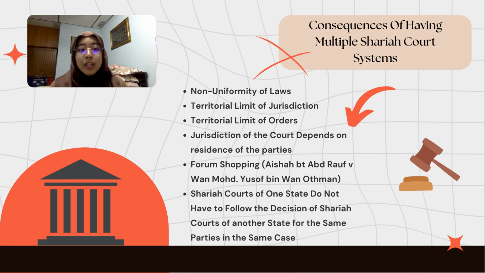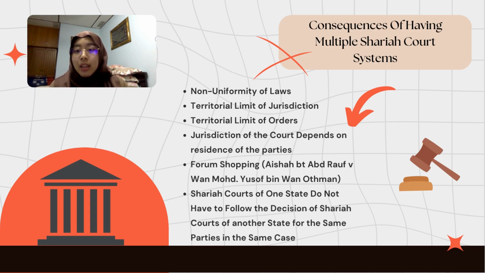For instance, Section 4 of the Islamic Family Law Federal Territory Act 1984 provides, save as is otherwise expressly provided, this act shall apply to all Muslims living in the Federal Territory and to all Muslims resident in the Federal Territory who are living outside the Federal Territory. It can be seen from this provision that, apart from being a Muslim, being a resident of one state is a requirement for a person to initiate a case in the Sharia court.